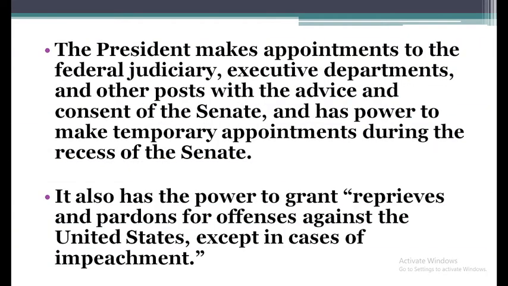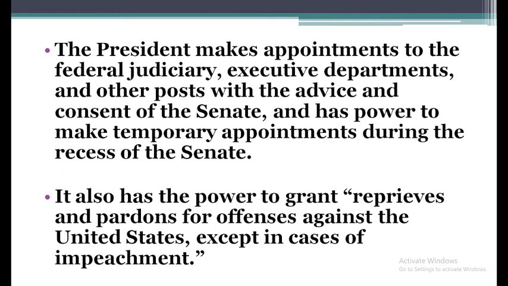Now, the President makes appointments to the federal judiciary, executive departments, and other posts with the advice and consent of the Senate, and has power to make temporary appointments during the recess of the Senate. Of course, in most of his activities, he is checked by the Senate, but when the Senate is not in session, he can make temporary appointments as well. In other words, the President is always being checked by the Senate, except when it is in recess.